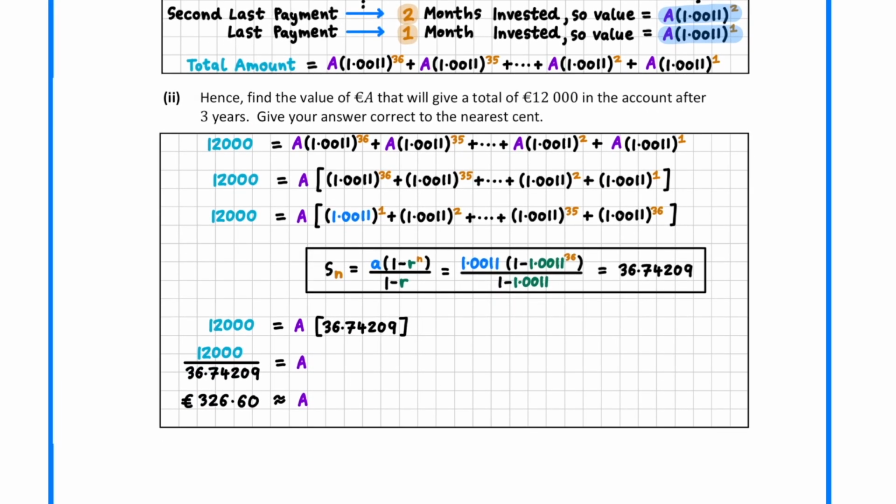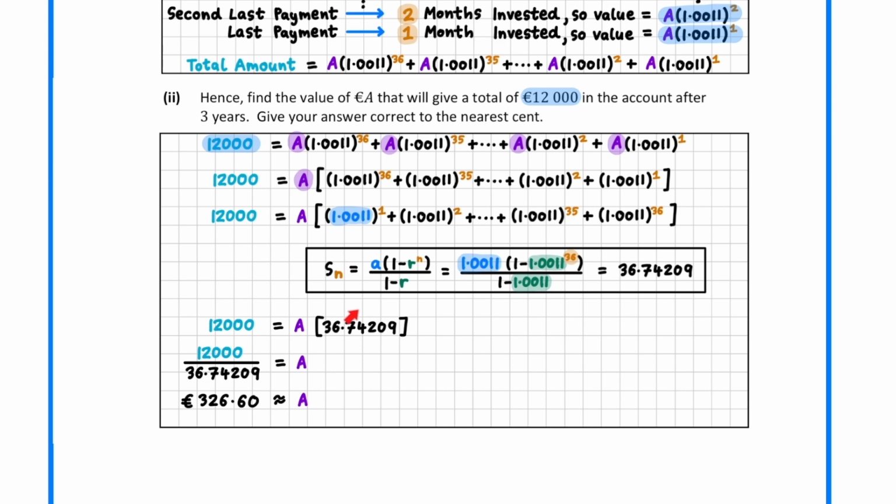In part II, we need to find the value of A that will result in having €12,000 in the account after the 36 months. To begin, we set the expression we obtained for the total amount equal to 12,000. Then, we factor out the common factor of A from the right-hand side. Next, we apply the formula for the sum of a geometric series. Here, the first term, A, is 1.0011, the common ratio, R, is 1.0011, and the number of terms, N, is 36.